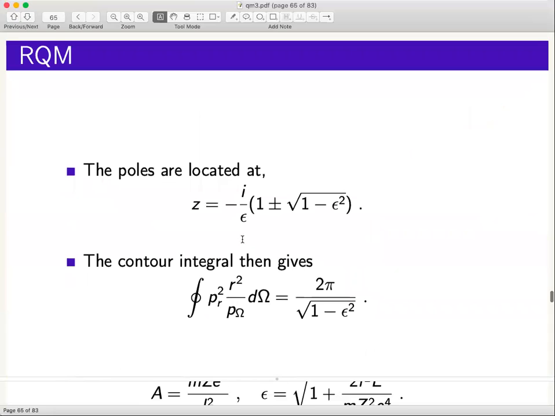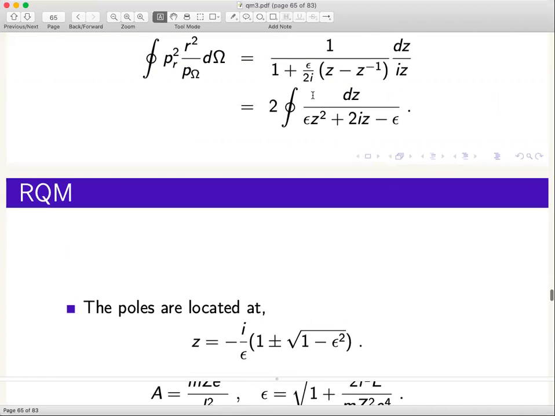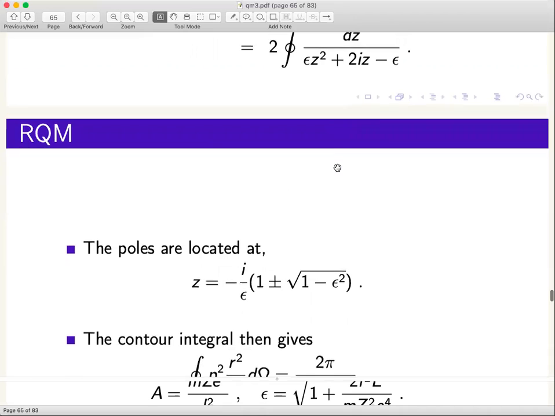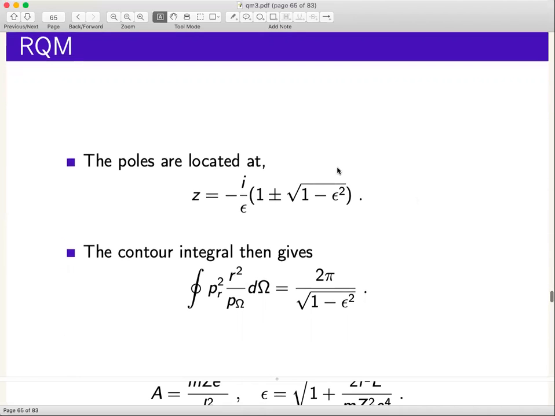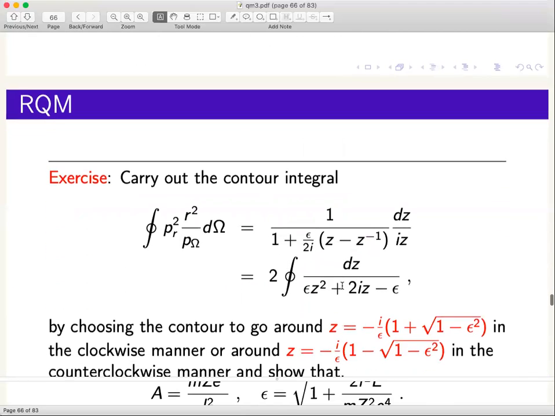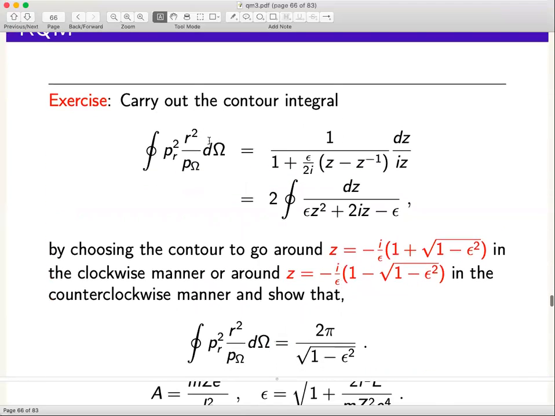Now, of course, if you choose a contour which goes around both the poles, the answer would be 0, simply because you can just take it out to infinity. You can check this integral has no singularity at infinity, and therefore the answer would be 0, which just means that the contribution coming from these 2 poles is equal and opposite. So what you need to do is to choose your contour correctly, and that is an exercise that you can do. But if you do this contour integral correctly, you get the answer which is like this. So here's an exercise that you can carry out, this contour integral.